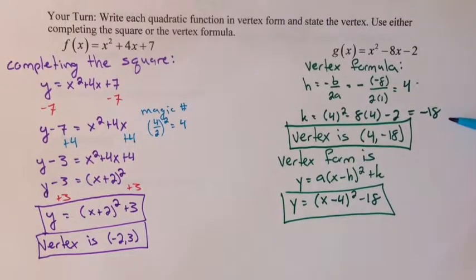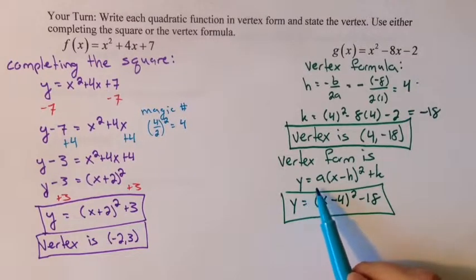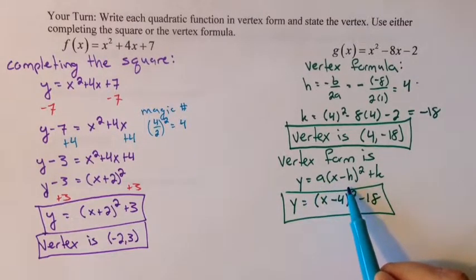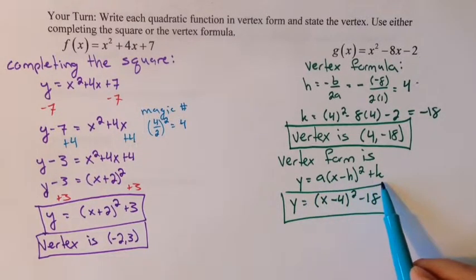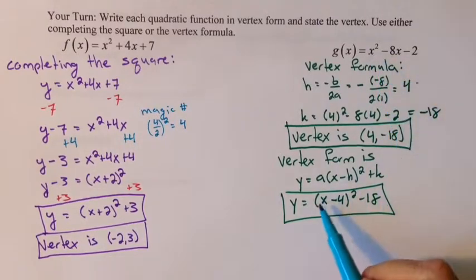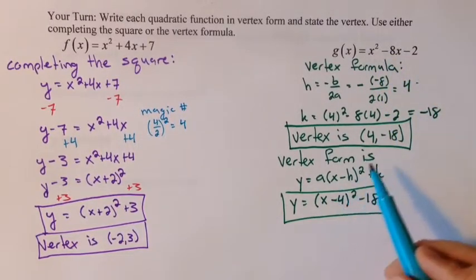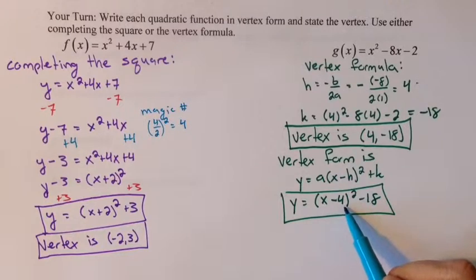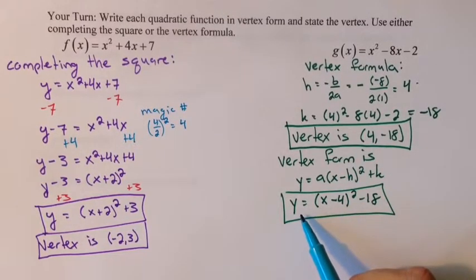Now I can take that information and plug it into the vertex form. Vertex form is always a times x minus h squared plus k. Now my a value was 1, so I don't really need to write anything there. My h was 4, and my k was negative 18. So the vertex form is y equals (x minus 4) squared minus 18.